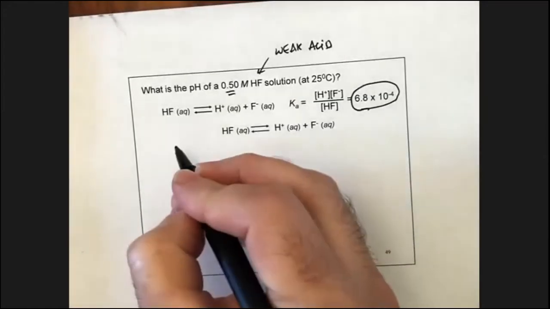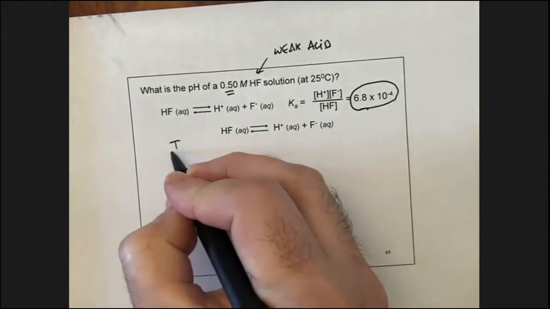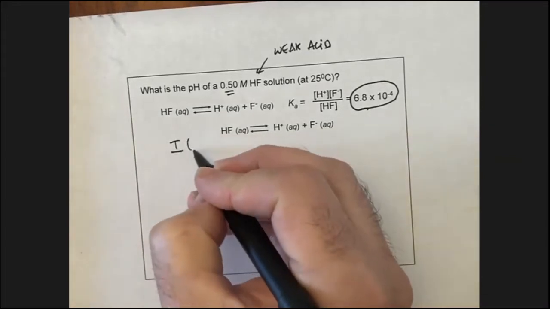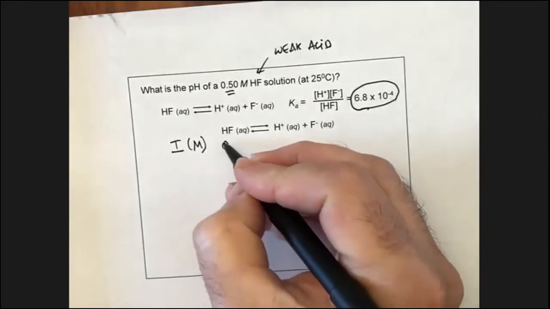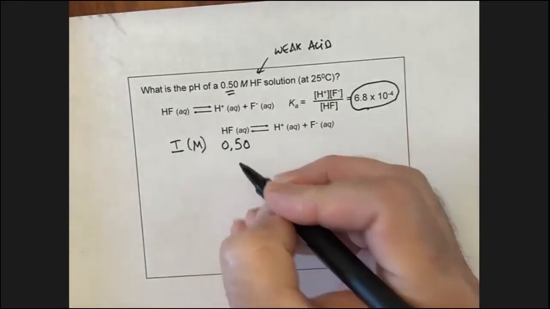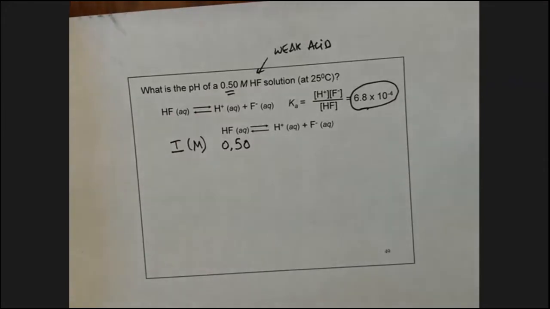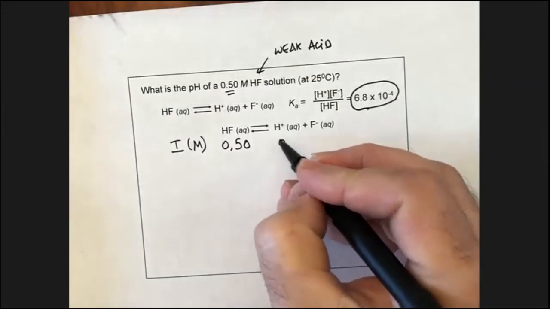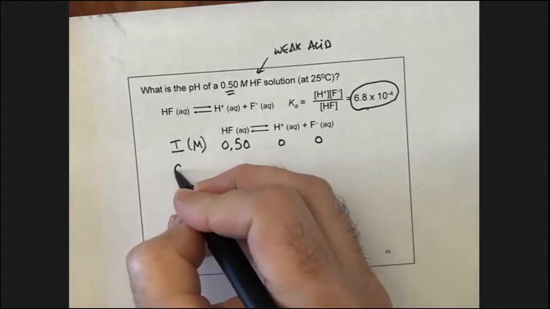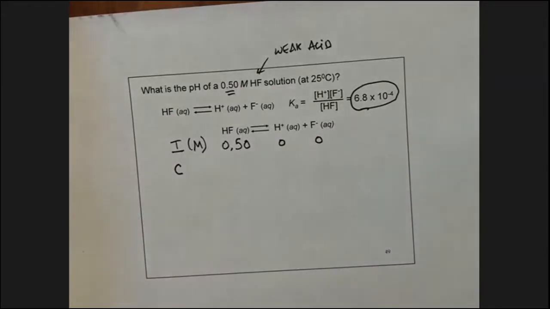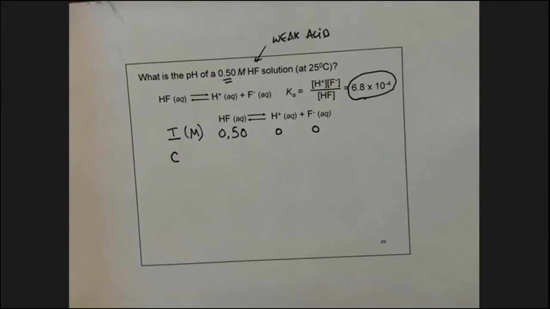So let's start over here with our initial conditions. We're going to do molarity in this case. At the beginning of the process, our acid is at 0.50 molar. And of course, at that point, there is no ionization. We're going to have a change in the molarity, right? That's the C.